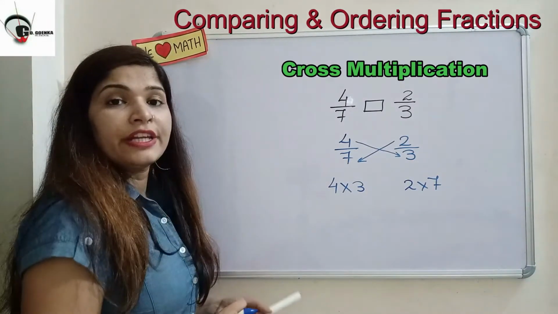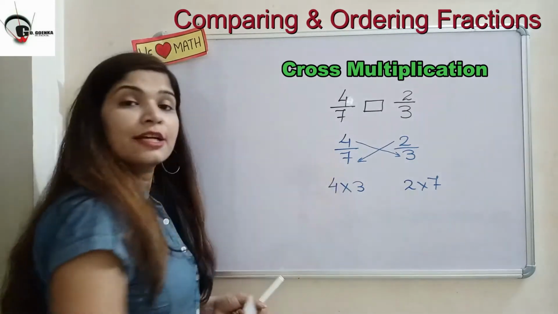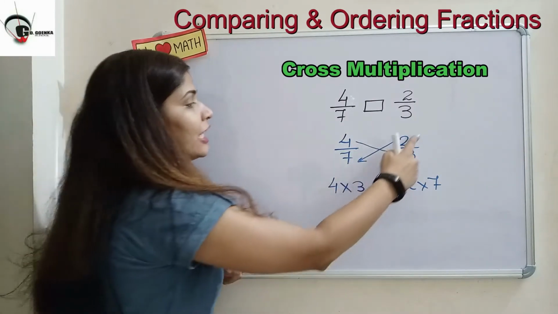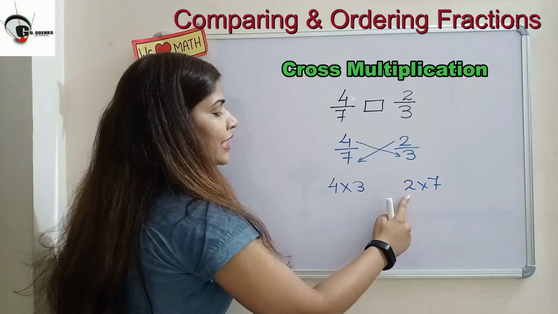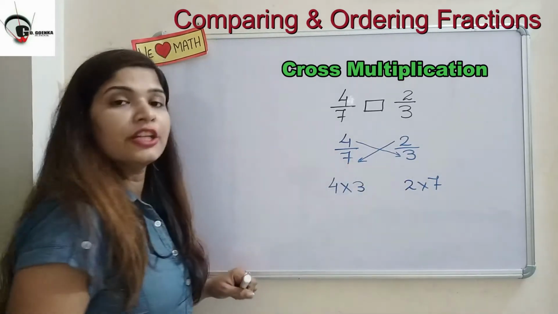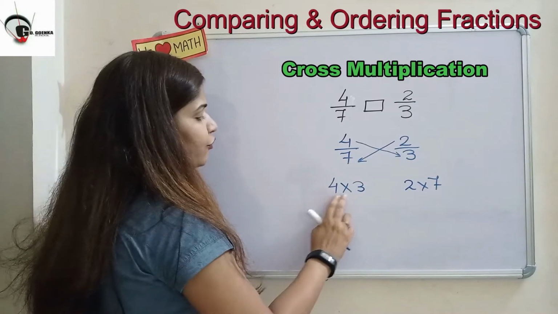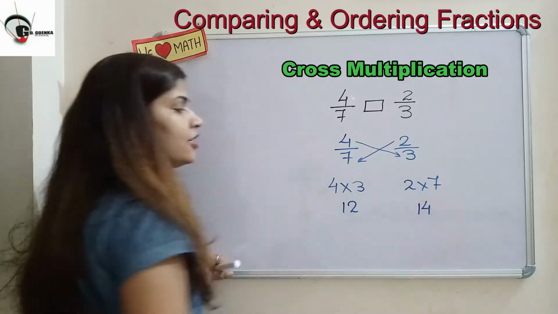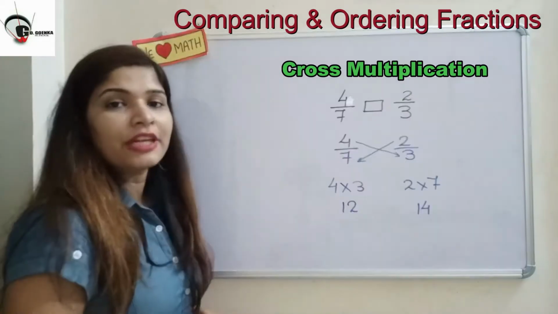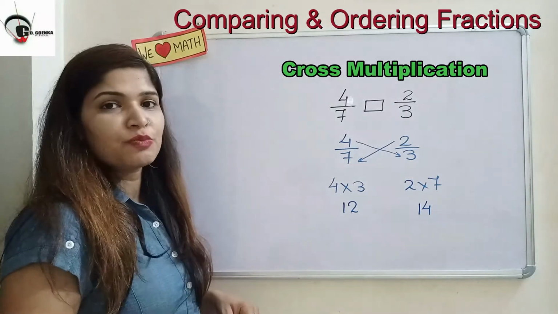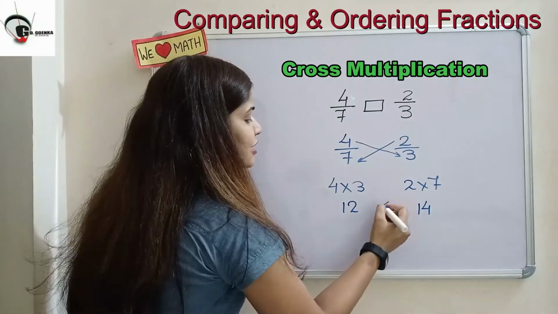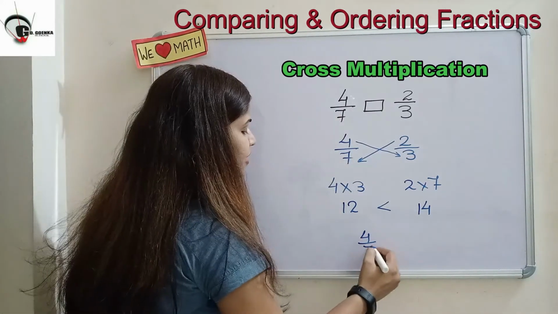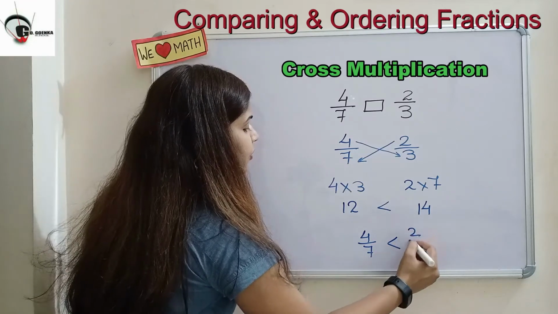Keep this point in your mind, children. We are not supposed to change the place of the numerator. If 4 is at the left hand side, 4 will remain at the left hand side. If 2 is at the right hand side, 2 will remain at the right hand side. We can just change the place of the denominator while multiplying. Now let us see. 4 3s are 12. 2 7s are 14. Now by seeing 12 and 14, we can easily compare which is bigger and which is smaller. Yes, of course, 12 is smaller than 14. So we can conclude that 4 upon 7 is smaller than 2 upon 3.